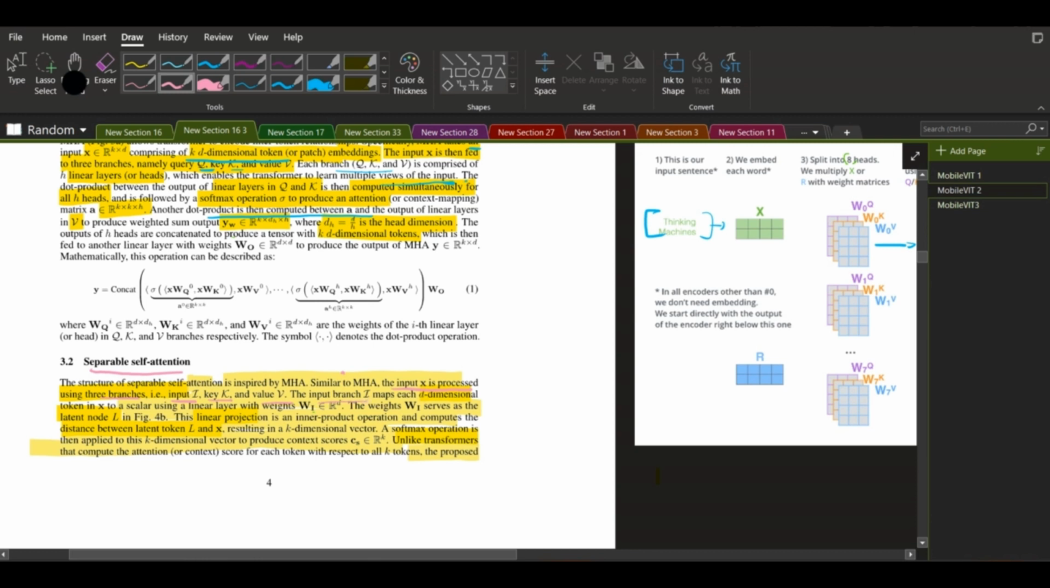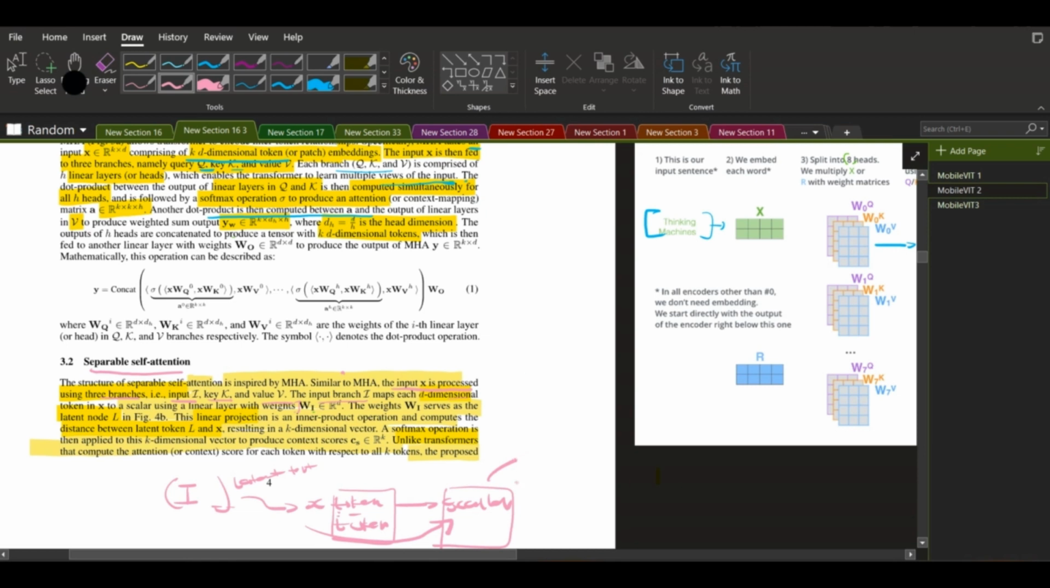Then they say the input branch I maps each d-dimensional token in X to a scalar using a linear layer with weights. So let's try to break this one down. Essentially this I, I think, is going to be a latent token, right? It's going to take X, which we can think of as tokens or patches, to a scalar. So we can think of this as a token being mapped to a scalar. A dot product between them is going to get you a scalar. Because we have multiple tokens, multiple patches, we get multiple scalars.